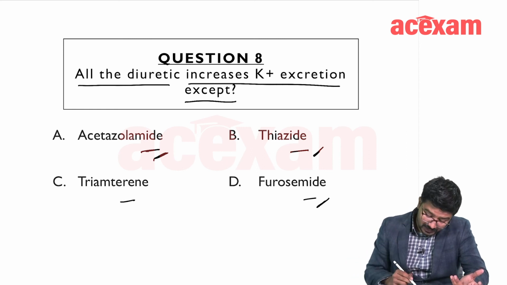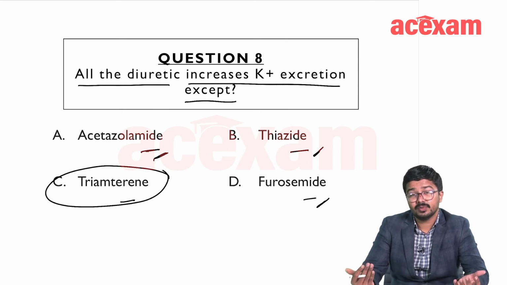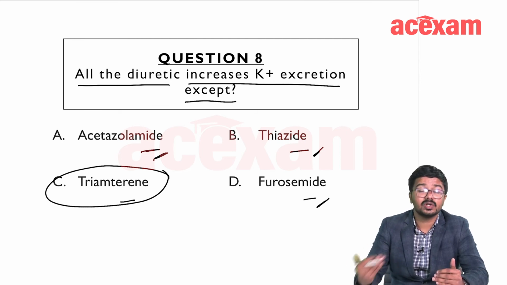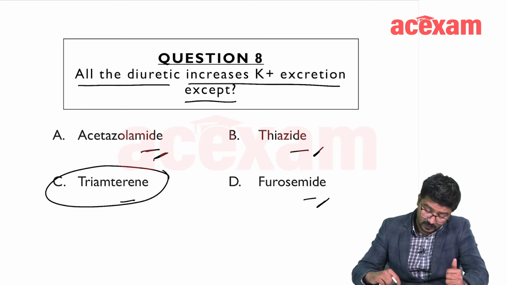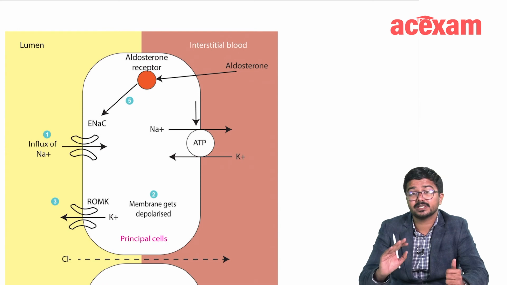The answer over here is triamterene. Why? Because it does not cause excessive release of potassium. But let us go a bit deeper and understand why triamterene does not cause potassium release. For that, you should understand first and foremost the normal functioning of the collecting tubule.